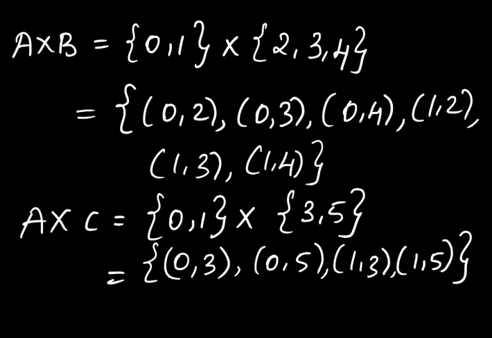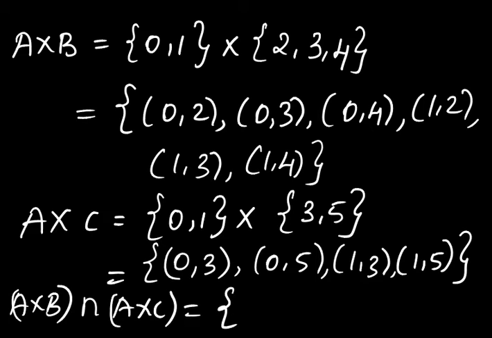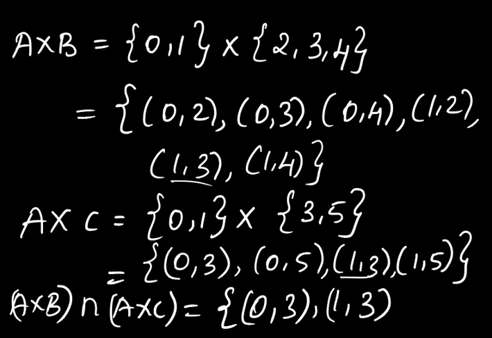Next we need to find (A cross B) intersection (A cross C). That means the common ordered pair between these two. So find what is common in these two. So 0, 2 is not there, 0, 3 you have in both, 0, 4 is not there, 1, 2 is not there and 1, 3 is there in both. So 0, 3 and 1, 3 and that's all. So mark it as equation number 2.